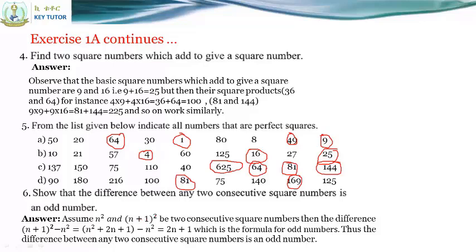n squared and n plus 1 squared will be consecutive square numbers. Now n plus 1 squared minus n squared is n squared plus 2n plus 1 minus n squared. Then this becomes 2n plus 1, which is the previous formula. n squared cancels with n squared, then what remains is 2n plus 1, which is the formula for odd numbers. If you give it 1, it becomes 3. The second difference is 5, and so on and so forth.